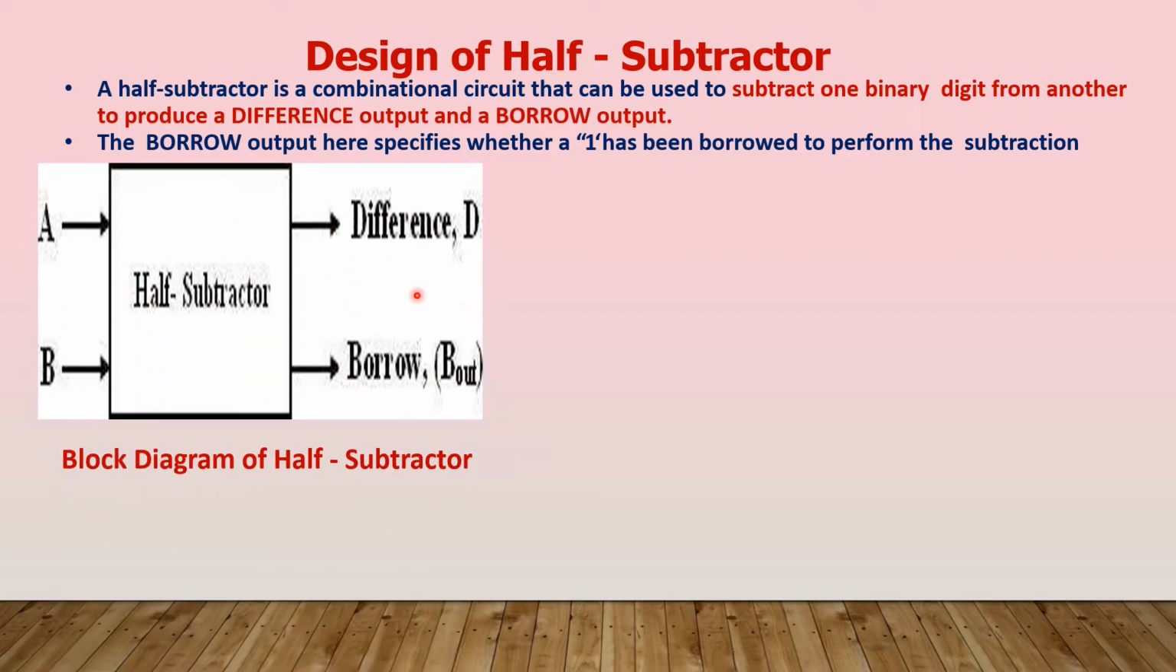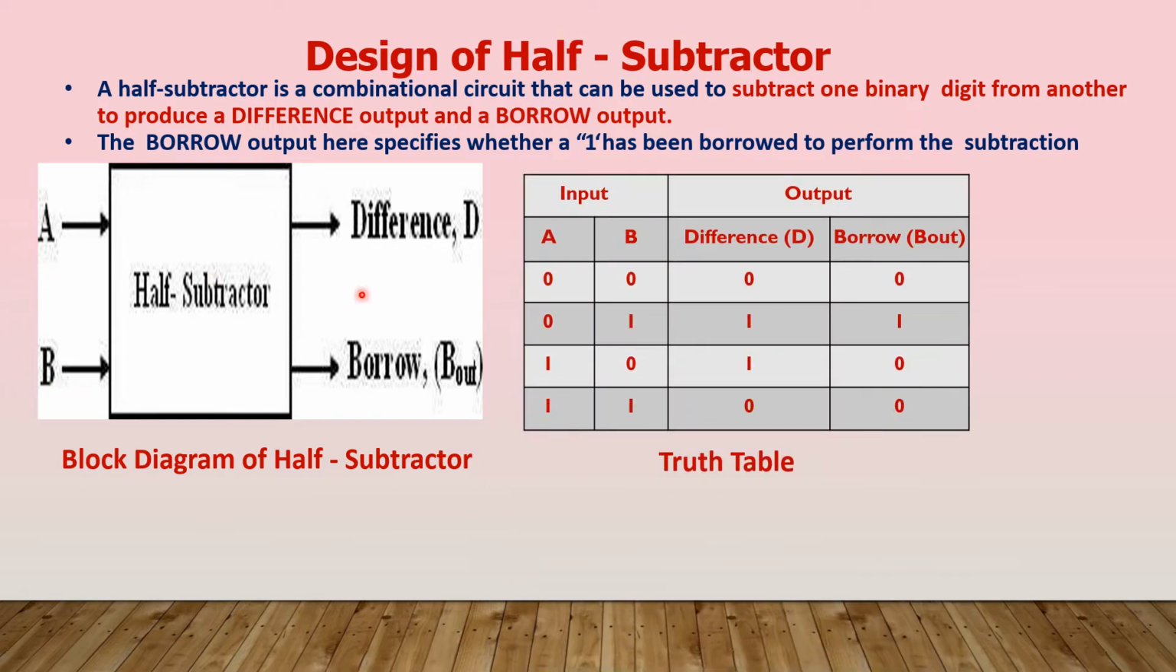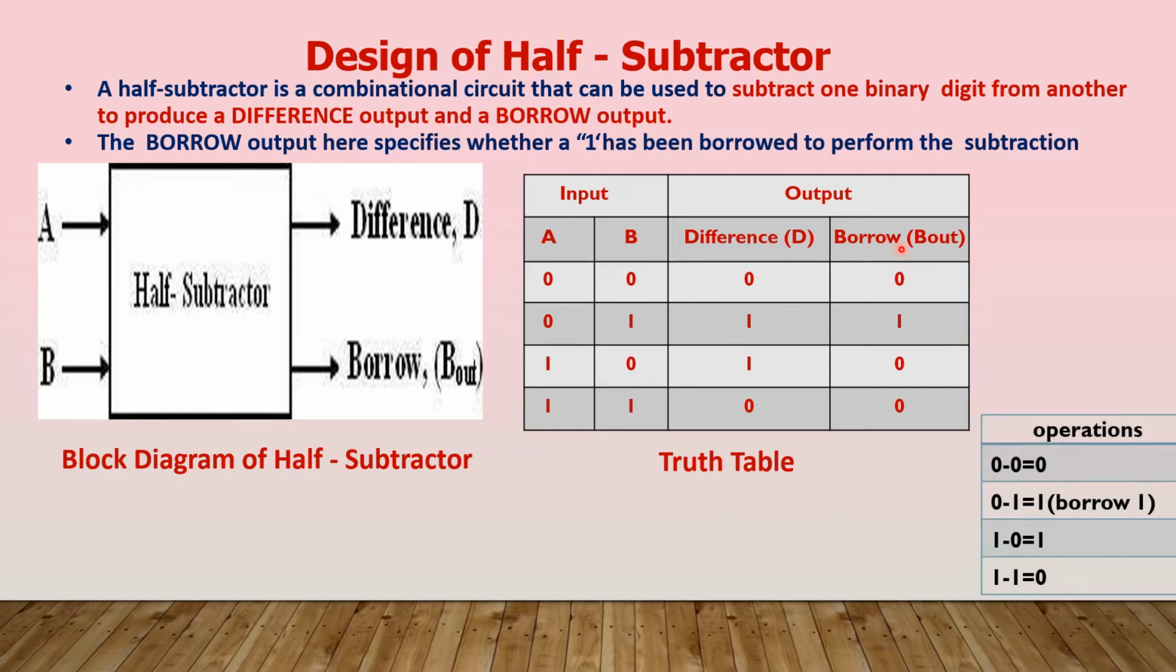So this is the block diagram of the half-subtractor, which has two inputs that have to be subtracted and the outputs difference D and borrow out. Based upon these inputs and outputs, we can construct the truth table. There are two inputs A and B that have to be subtracted, and the outputs difference and borrow out. To construct the truth table, we can consider the operation table.